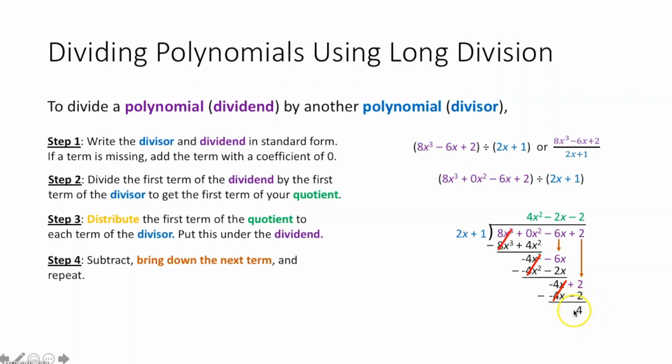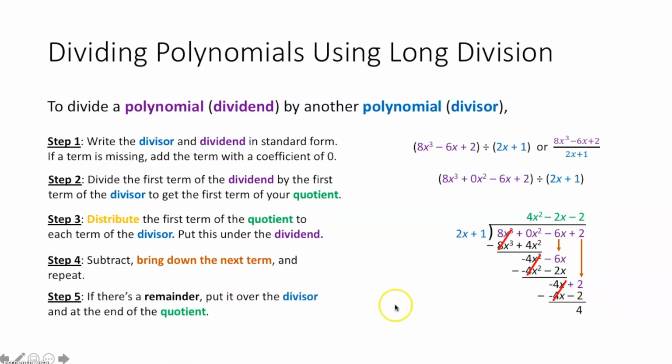Now, if you recall, when you get a number like this and there's nothing else to bring down, this is your remainder. In long division, we take that number, whatever it is, put it over your divisor and tack it on the end of your quotient. So it looks like this: 4x squared minus 2x minus 2 plus 4 over 2x plus 1. Again, it's plus 4 because this is a positive 4. If this was negative 4, you would put minus 4 over 2x plus 1. So this is your answer. This is your quotient.